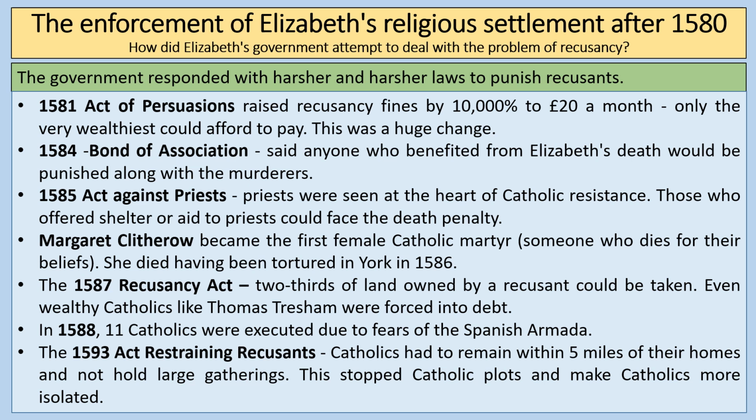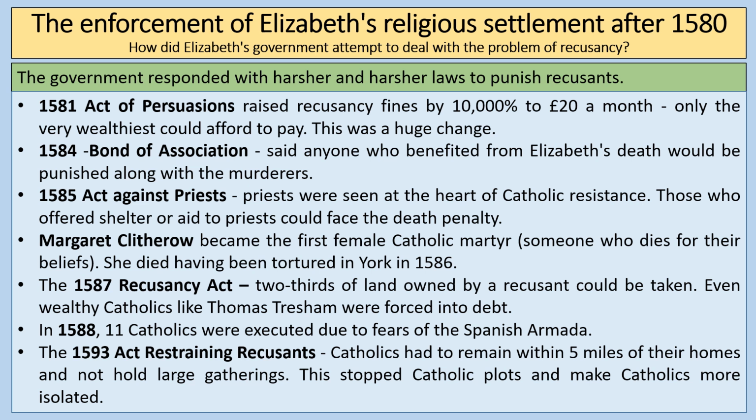Okay, so one of the things the government does is respond with harsher and harsher laws to punish recusants during this time. So, in 1581, the Act of Persuasions raised recusancy fines by 10,000% to £20 a month. Only the very wealthiest could afford to pay, so this was a huge change. The 1584 Bond of Association said anyone who benefited from Elizabeth's death would be punished along with the murderers. And this was brought in as a direct result of the 1583 Throckmorton plot, and really was very much in mind the idea that Mary Queen of Scots would have benefited from such a plot.